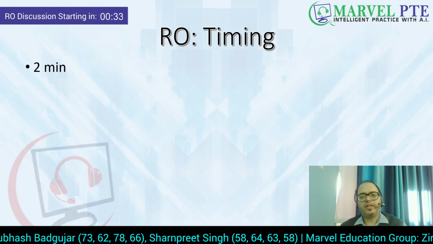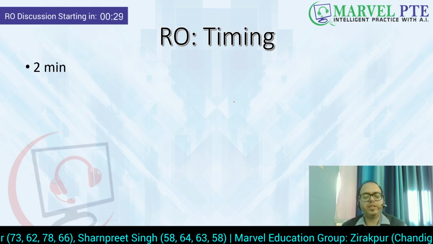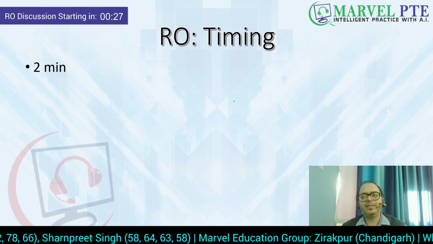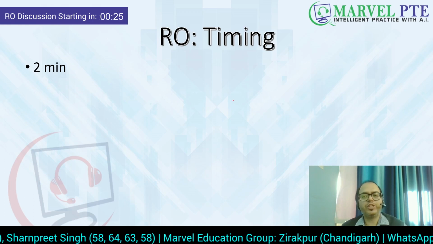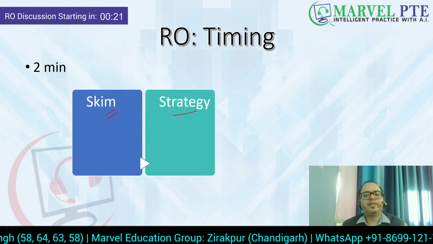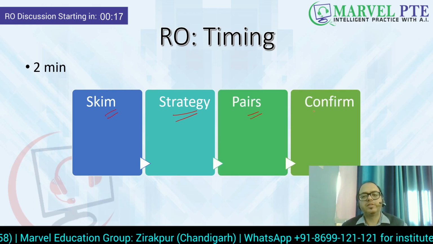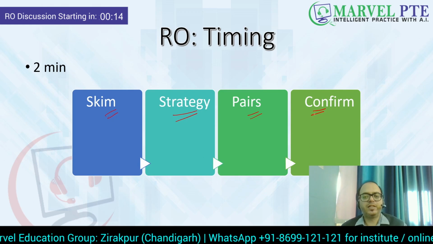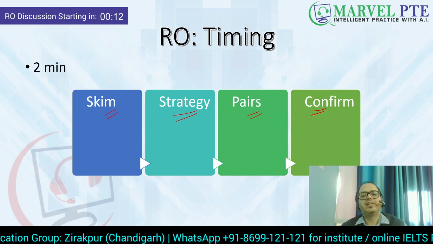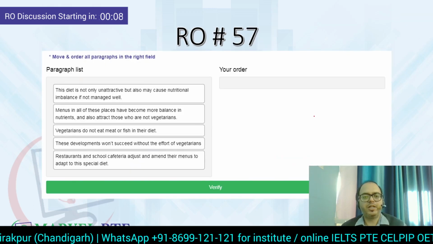Now you have to solve reorder paragraphs in just under 2 minutes. In 2 minutes, can you understand the meaning, the logic? The answer is no. What you need to do is you first need to skim for the independent line, then you have to apply the strategies, and then you have to make pairs and then confirm if the pairing is correct. And all these things we teach to our students who take online coaching or offline coaching from us.